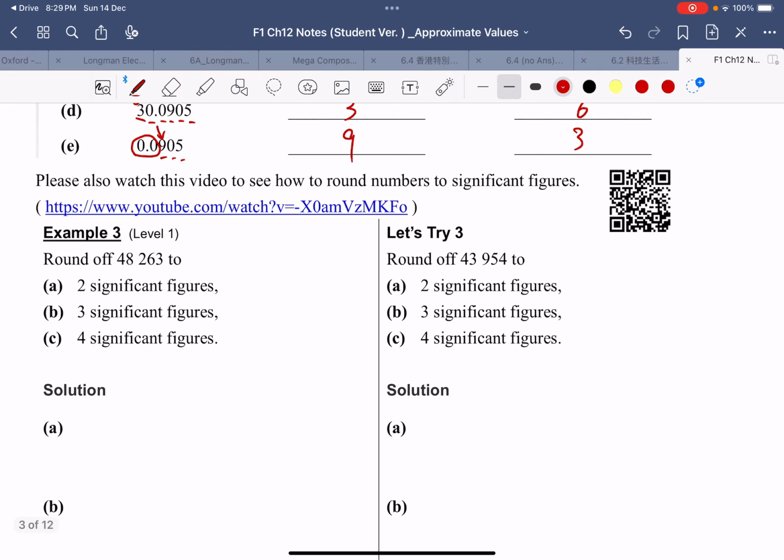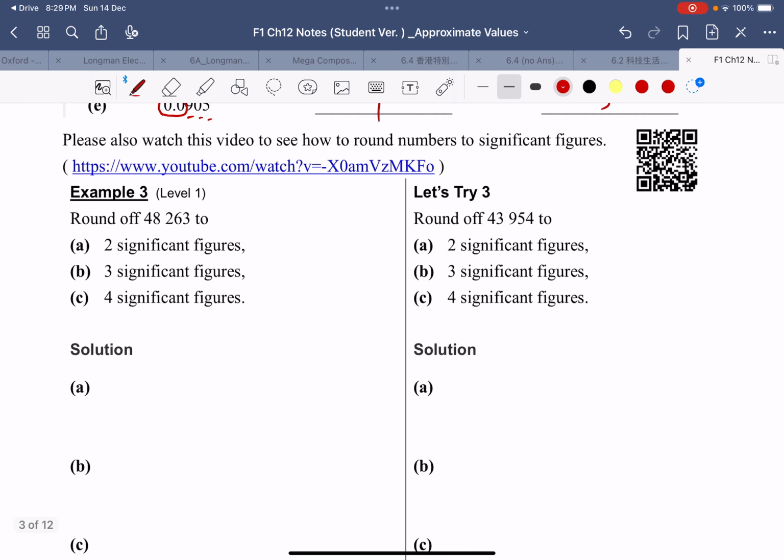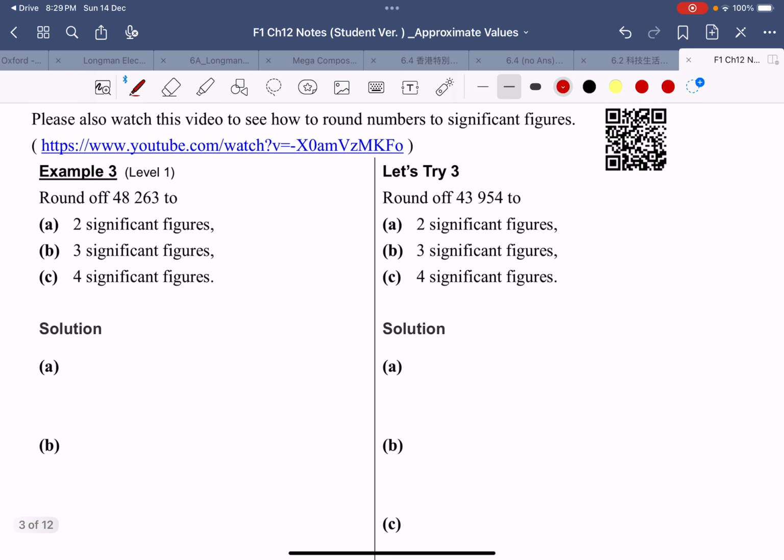Okay, of course, you can always watch some YouTube videos to help you to know better about how to round numbers or how to count significant figures. Okay, you can use the QR code here.